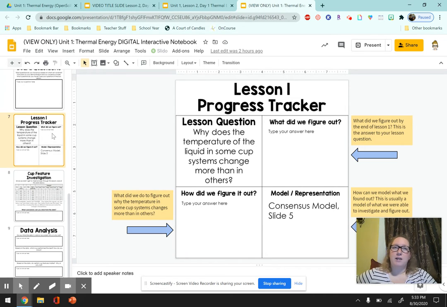That goes back to your notice and wonder chart. And then our model and representation will be our consensus model, which I will add to our notebooks. I need to take a picture of that. So we won't have to recreate that there. That'll be something we can refer back to. So pause now and finish this slide.